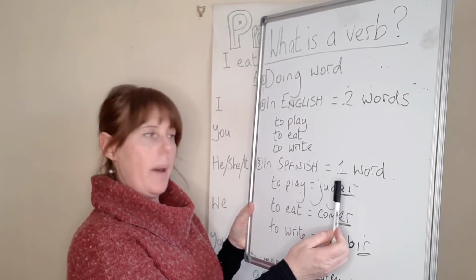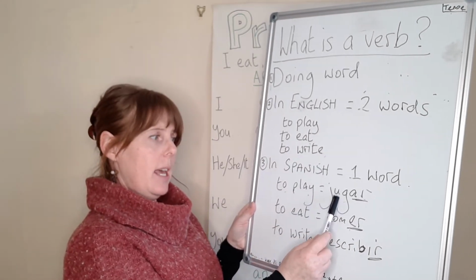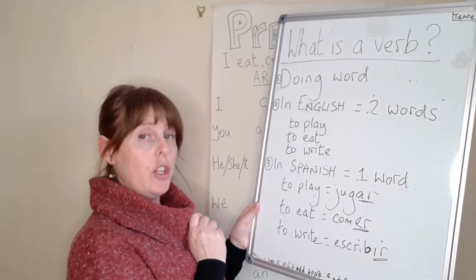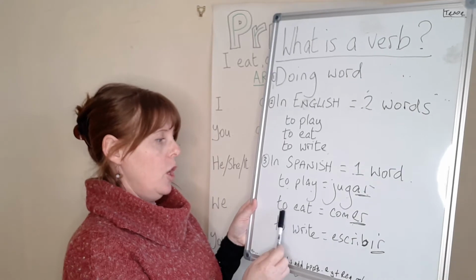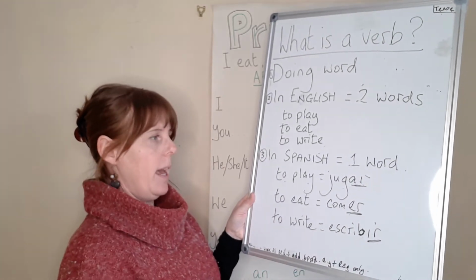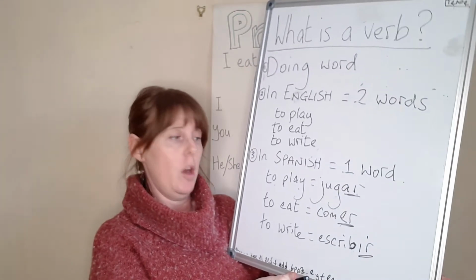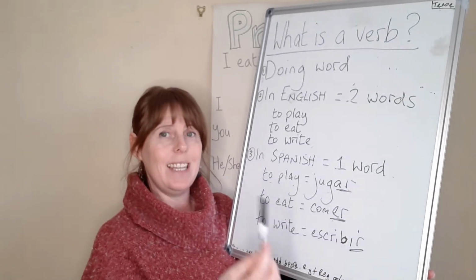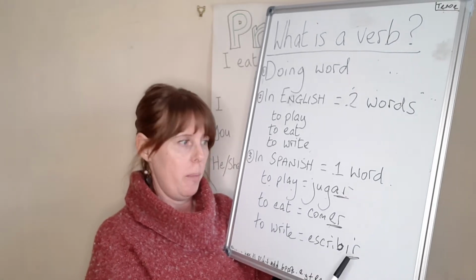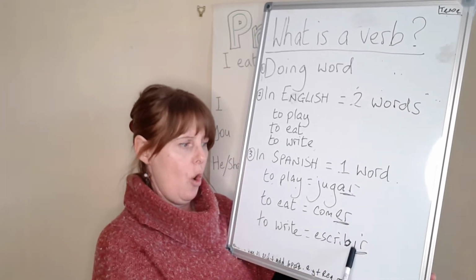Okay, you see that? One word only. So to play in Spanish is jugar. Okay, one word only. That means to play. You don't need a separate word for to. To eat, comer. To write, escribir. Okay, so you understand that is a full verb. You know it's a full verb in Spanish. If you see a word in Spanish ending in AR, ER, or IR, it will nine times out of ten be a verb. Okay, that is how you recognise it. It ends in AR, ER, or IR.